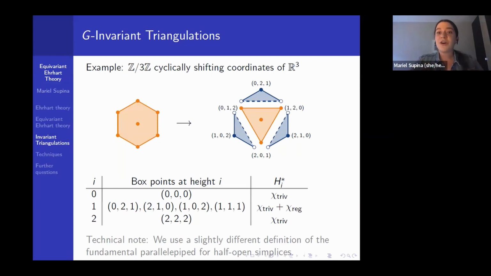One issue, though, is that it's very difficult to tell if these triangulations, these very nice triangulations that agree nicely with the group action, are widespread. So that's another open question about this.